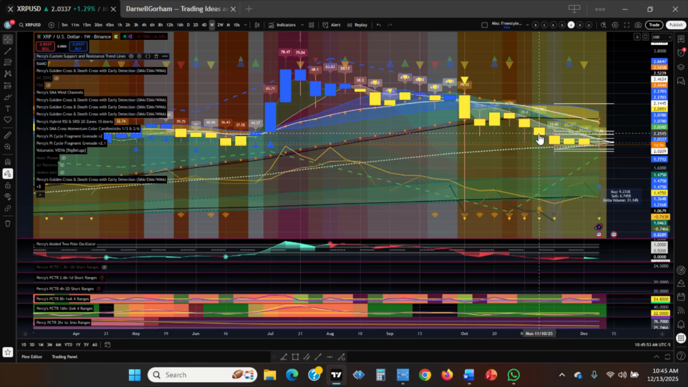All right, let's look at a 2-week chart. Look at this beautiful entry point here. Look at that. Bottom of the wick, top of the green. 8%, 7 days. The next one.